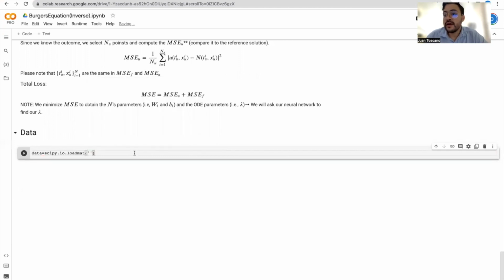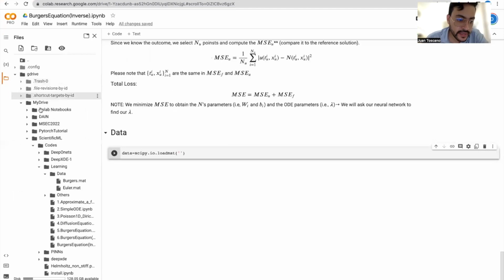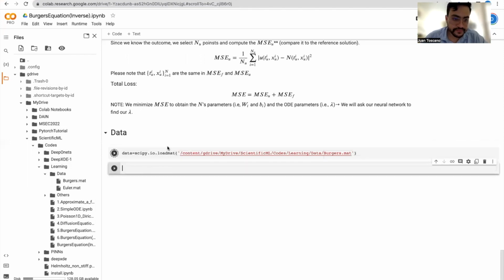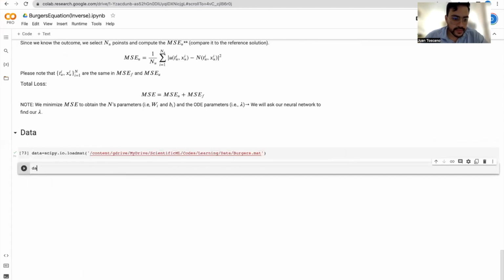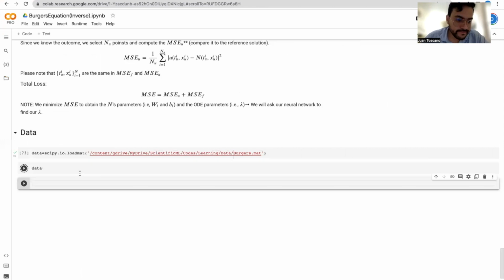Here we should paste the directory of our reference solution. And if you're in Google Colab, just go to this little folder, navigate to where you saved the reference solution, copy the path, and paste it here in the middle of your parentheses. Now let's open this container.